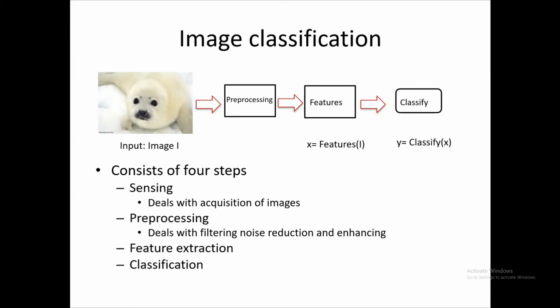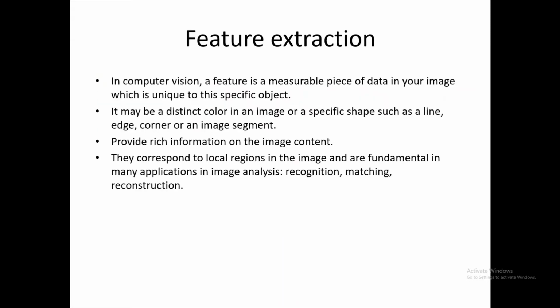Another one is feature extraction. Here in computer vision, a feature is a measurable piece of data in our image which is unique to a specific object, and it may be a distinct color in the image or a specific shape such as a line, edge, corner, or an image segment. The feature provides rich information on the image content, and corresponds to a local region in the image, and is fundamental in many applications in image analysis, recognition, matching, and reconstruction.